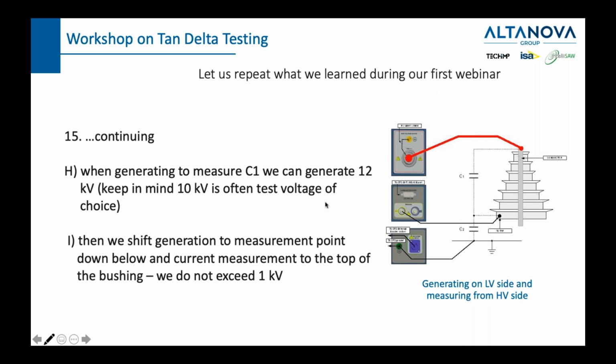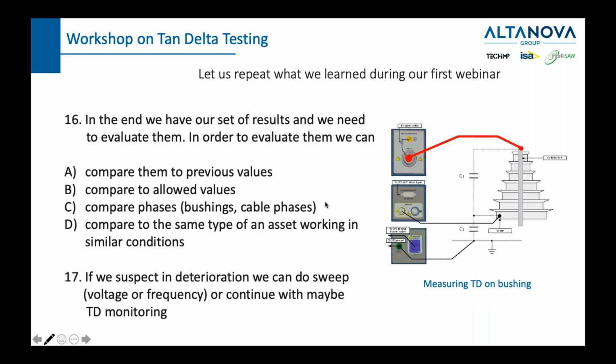Now, moving on, the next step was that we need to evaluate our results. Since we need to evaluate our results, we need to compare them. The ways we can do that: we can either compare them to previous values, or we can compare them to allowed values, the ones in the table, or we can compare phases. If we measure three bushings, we can compare the results of phases A, B, and C and expect the same numbers. Or if we test cables, we can compare three phases.